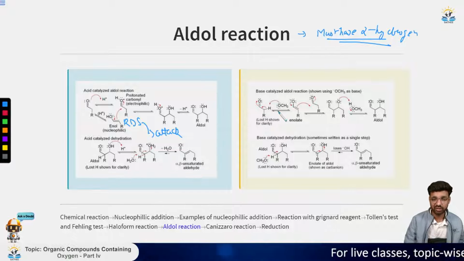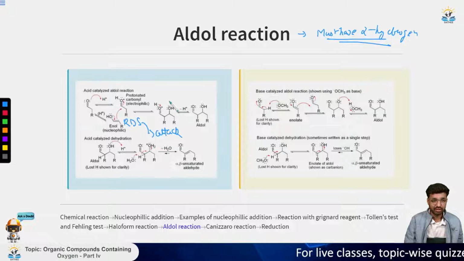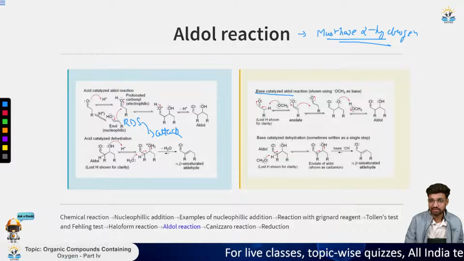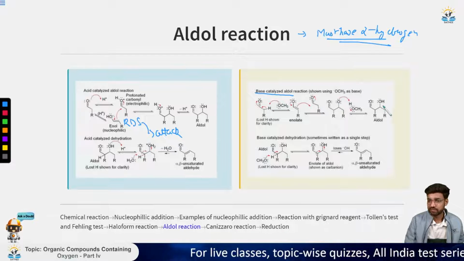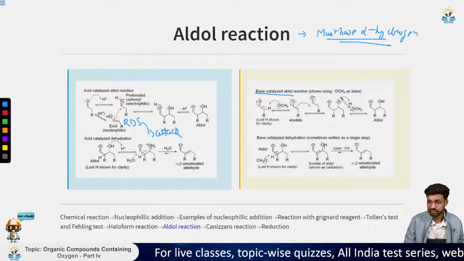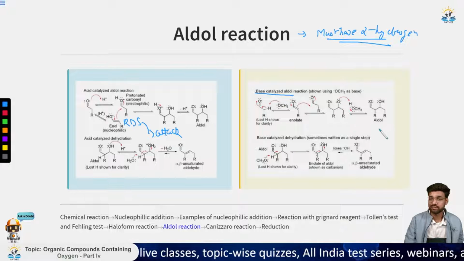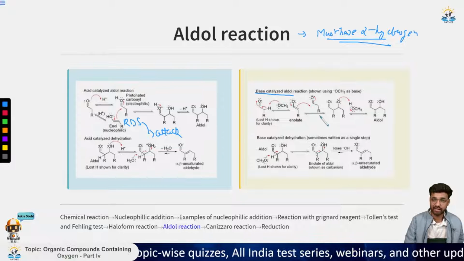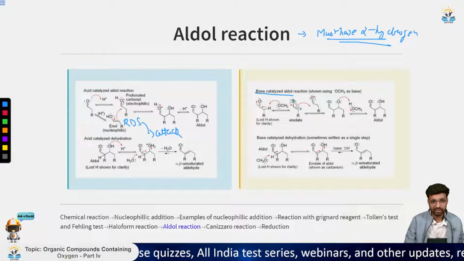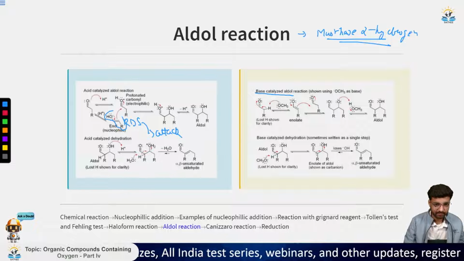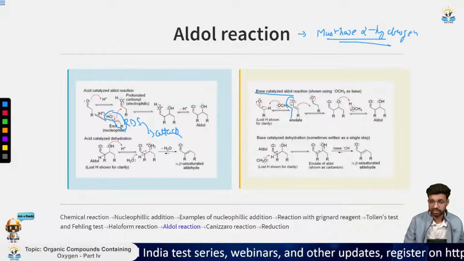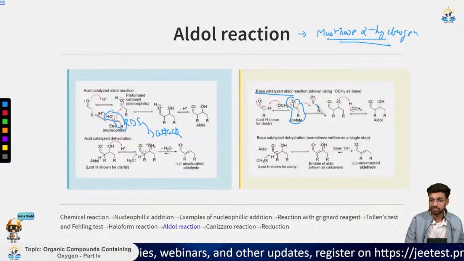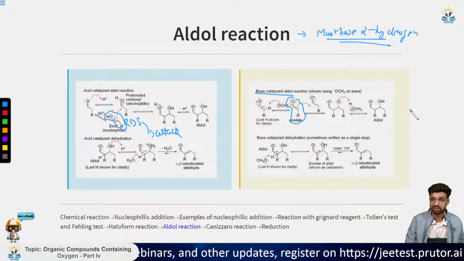If you want, you can do it with the base also. So we form enol, but in the base catalyzed reaction we get an enolate ion. Now the reaction will take place with the help of the enolate ion. So this is the difference between the acid catalyzed and the base catalyzed. We are getting an enol for acid and an enolate for base. Now this enolate will attack on this carbonyl center and we will get our final product.